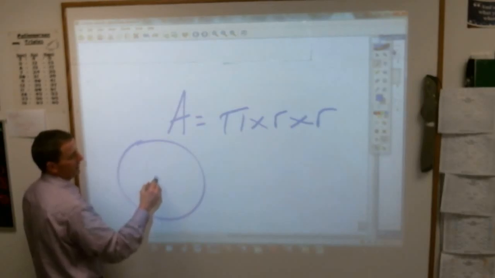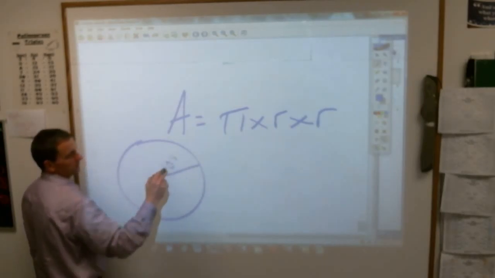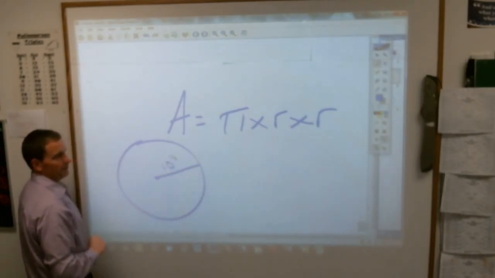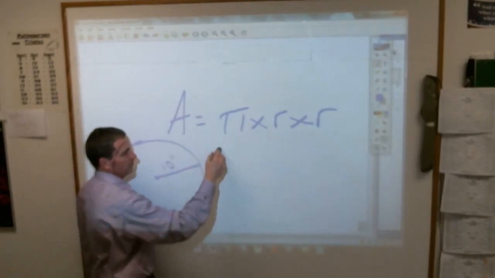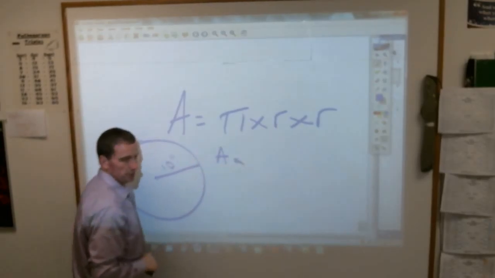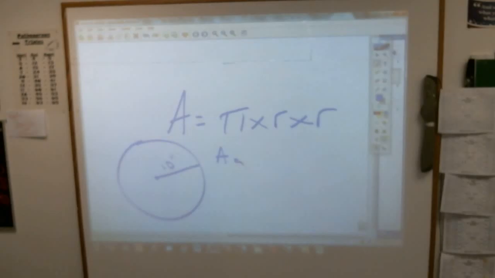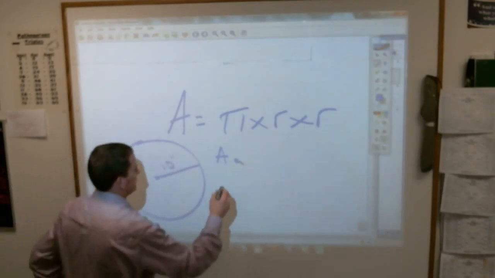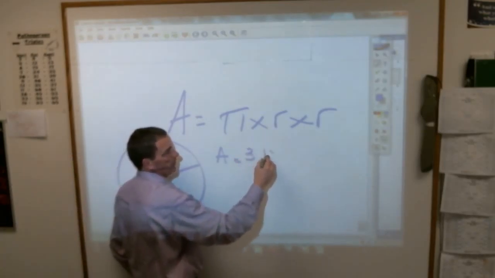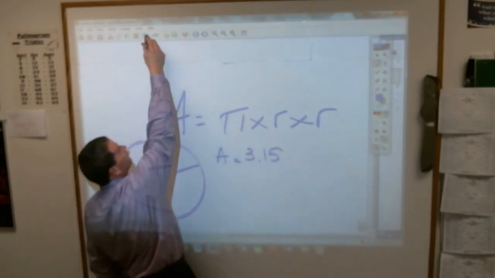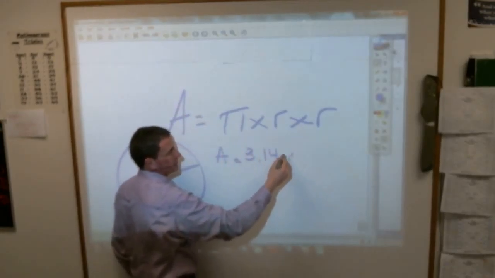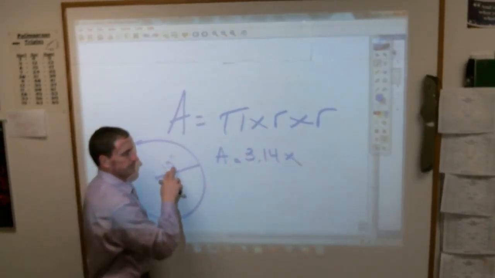If I know that my radius is 10 inches, how do I find its area? Well, I write down this formula and I do pi. Usually we call it what? Does it tell us to use 3.1? Yeah. We're just going to use 3.14. 3.14, what's the radius of my circle?